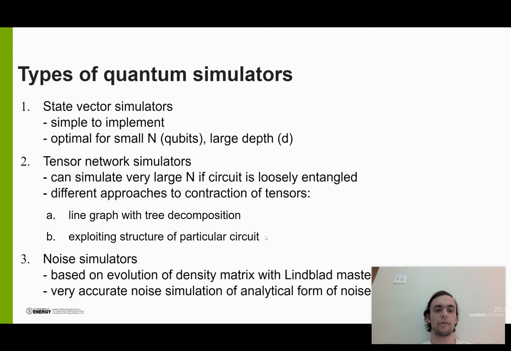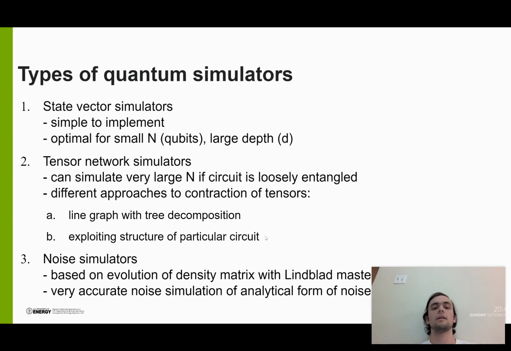And there is a workaround called tensor network simulators. They don't store a full state vector. They evaluate a tensor network. They convert the circuit to a tensor network, and then they contract the large circuit one by one without storing the full state vector, but rather storing the information in the form of tensors.